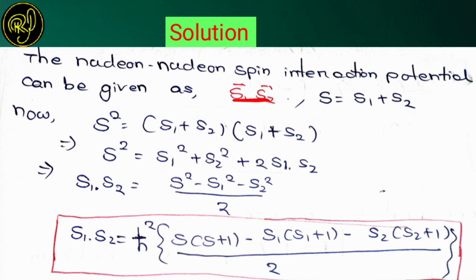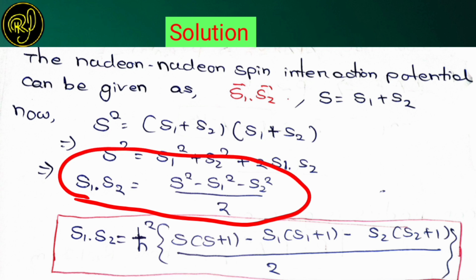Now S squared means squaring this. S squared can be given as (S1 + S2) multiplied with (S1 + S2). If you expand it, then we can write S squared is equal to S1 squared plus S2 squared plus 2 S1 dot S2. From here we will simply write the value of S1 dot S2. So S1 dot S2 is equal to (S squared minus S1 squared minus S2 squared) divided by 2.